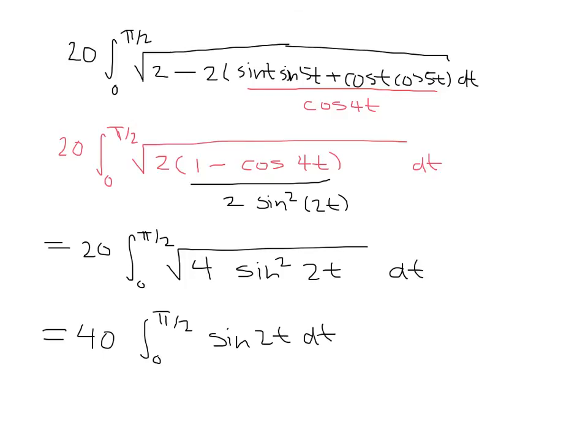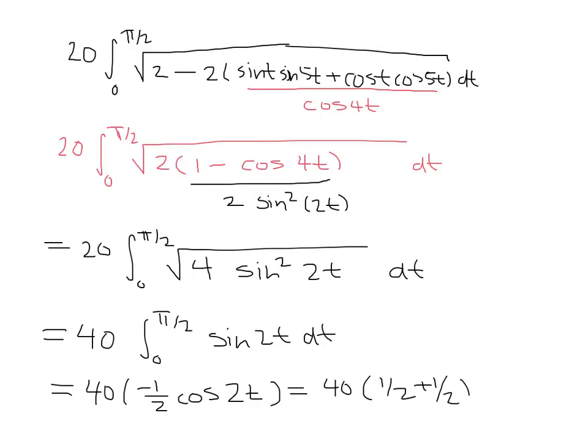Ugh. Yuck. So 40 times negative 1/2 cosine of 2t, which will be 40 times, when you plug in pi halves, we have cosine of pi, which is negative 1, so 1/2 minus negative 1/2, so plus 1/2. This is equal to 40. Arc length is just ugly in general.